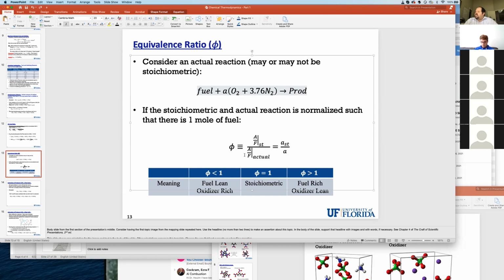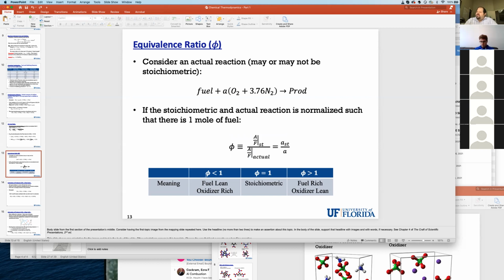The numerator is the air-fuel ratio computed using AST, and the actual air-fuel ratio is computed not using AST but using the actual A that is used in the reaction. You can go through some basic simplification and find that the equivalence ratio is just AST divided by A. This is a very important parameter. You'll see it used a lot.